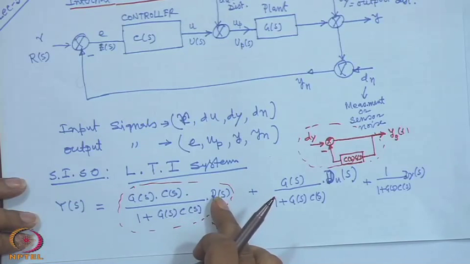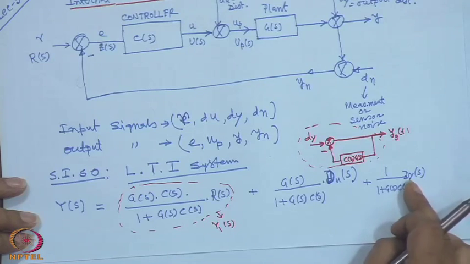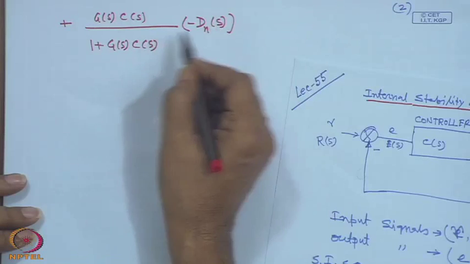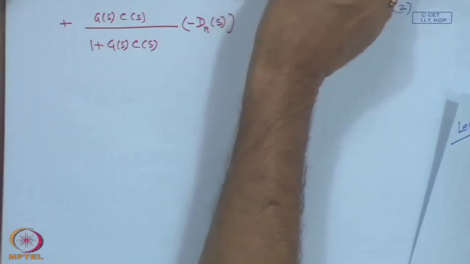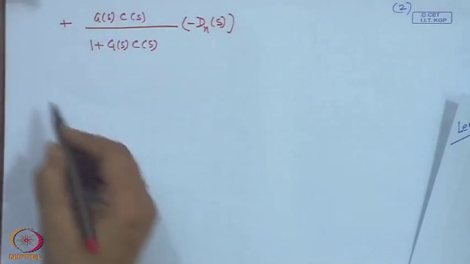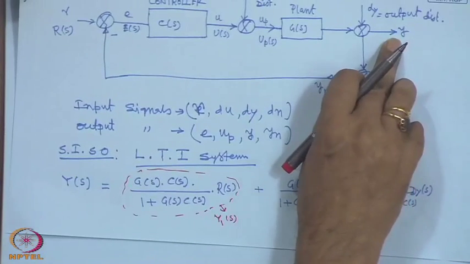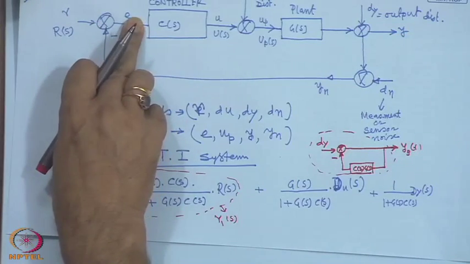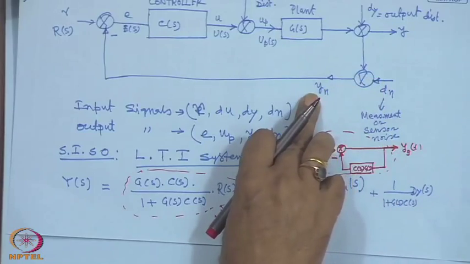Now, this is the total output of the system due to the reference input, due to the input disturbance, due to the output disturbance, and due to the noise in the measurements, the sensor noise. So, one can see this one. Similarly, this is for E(s), Y(s). So, this summer output, we have a summer output here, we have a summer output U_p here, we have a summer output Y_n.